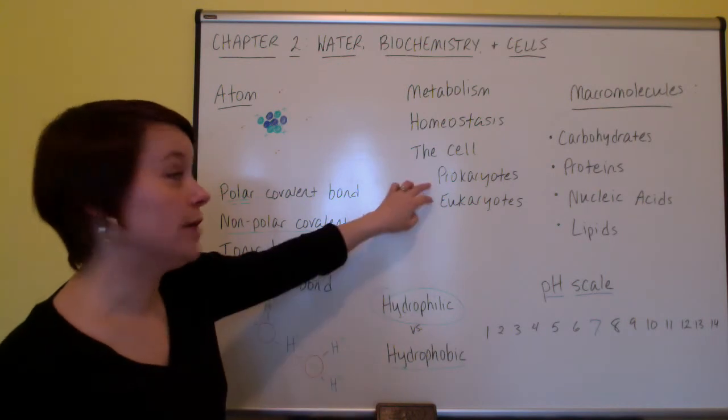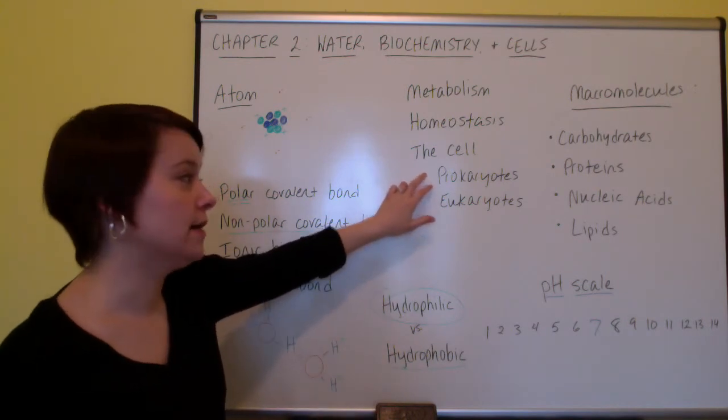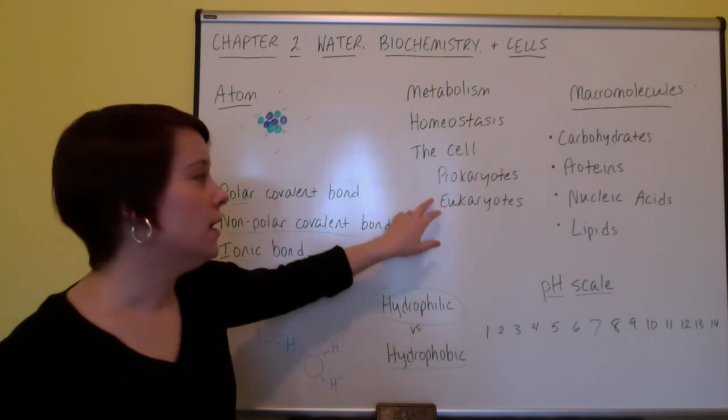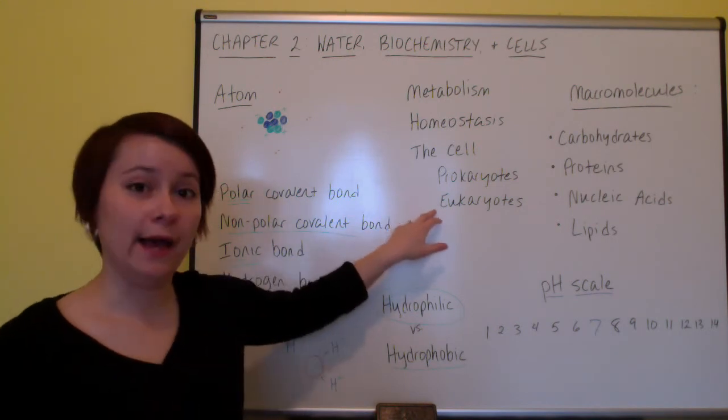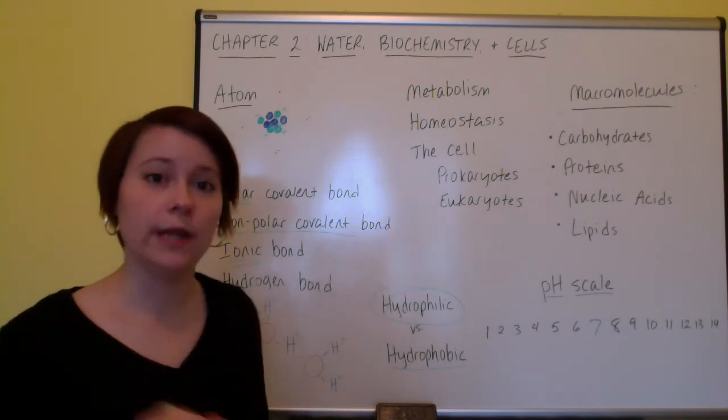In general, there are two types of cells. There are prokaryotic cells and eukaryotic cells. Eukaryotic cells have a nucleus that has a membrane around it.